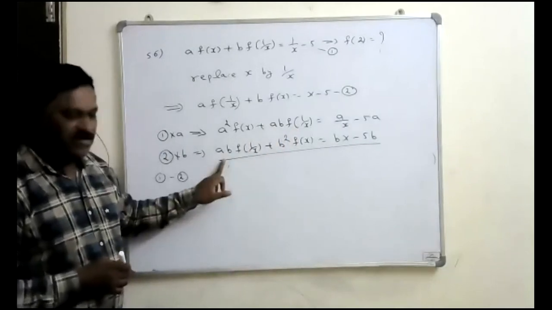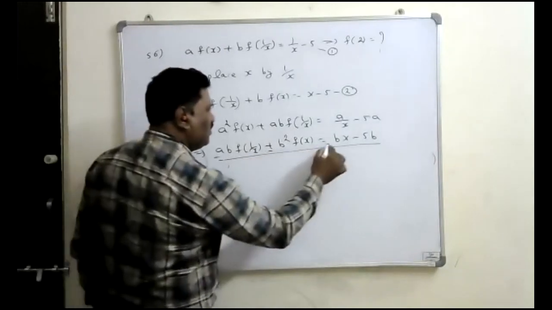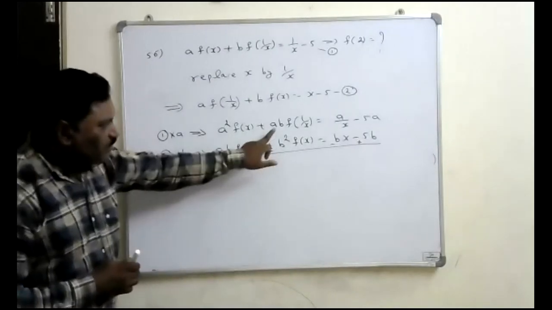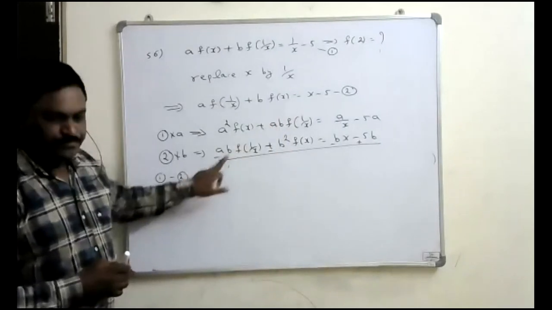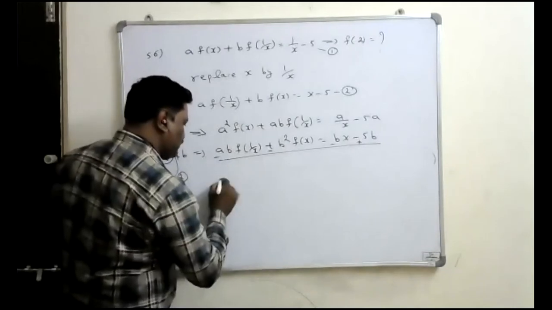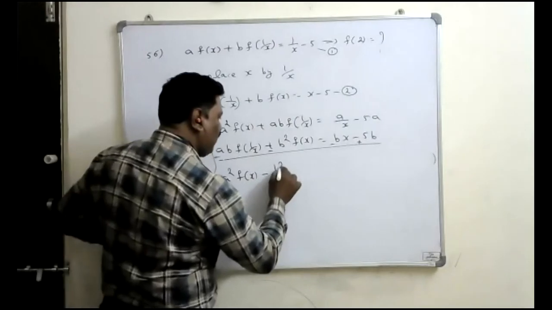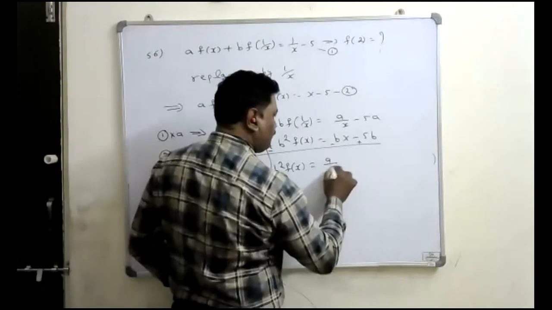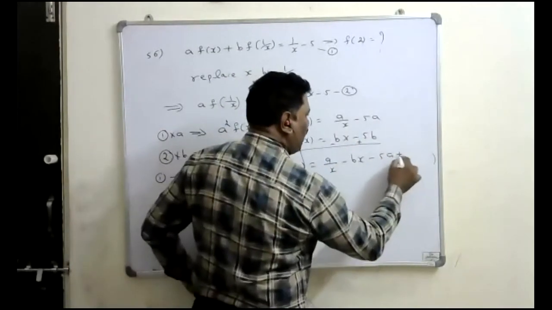This is ab, here also ab है ना. Now subtract them. If you subtract them, you have to change the sign for the second equation. Second equation का sign change करना पड़ेगा. तब ab f of 1 by x minus ab f of 1 by x दोनों भी cancel ना? ये दोनों भी cancel. बाकी क्या मिलेगा, a square f of x minus b square f of x is equal to a by x minus bx minus 5a plus 5b.